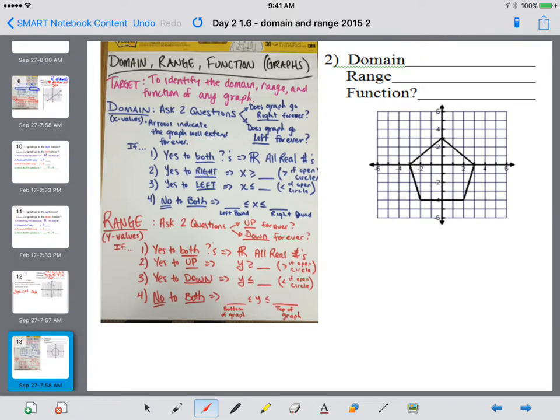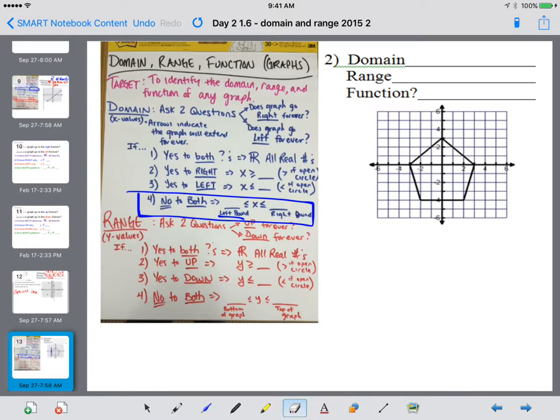Let's continue. Number 2. Again, ask ourselves 2 questions. Does the graph go right forever? Does it go to the left forever? As you notice, there's no arrows in this graph. It's a shape. So we would say no to both for the domain. When I say no to both, I'm looking for the left edge of the graph.